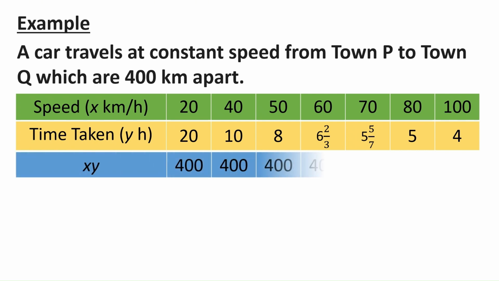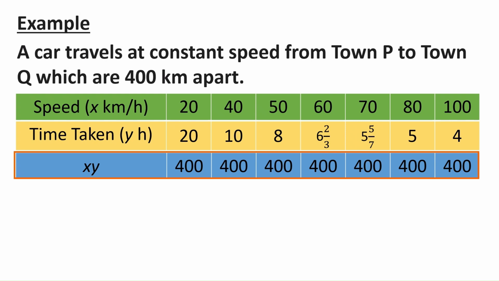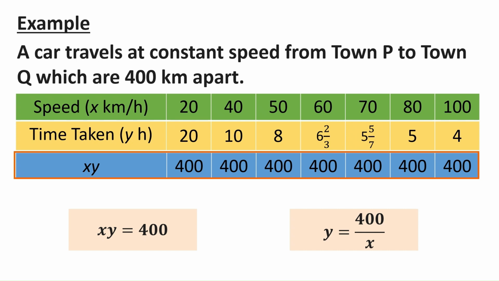By computing the product xy for every column in the table, we can see that the constant of proportionality is 400. Since the value of xy is always 400 in this example, we can also use the equation xy equals 400 to represent the relationship between the two quantities x km per hour and y hours. By dividing both sides of the equation by y, we can also use the equivalent equation y equals 400 over x to represent the relationship between the two quantities x and y.